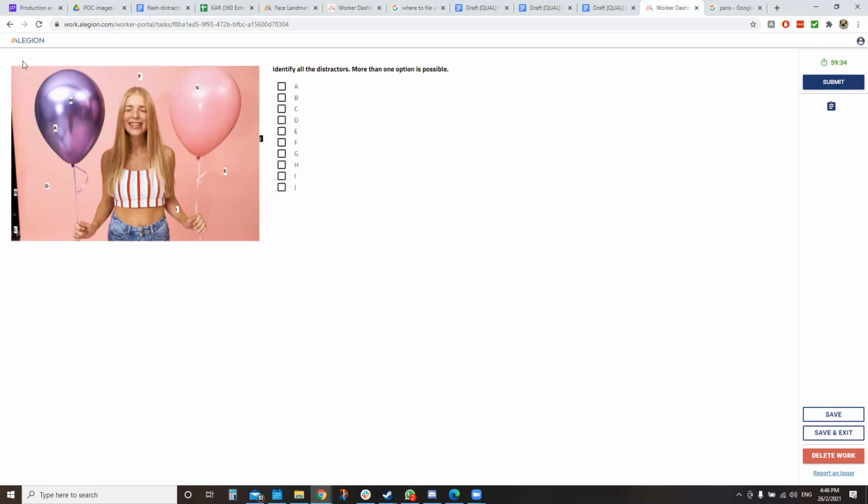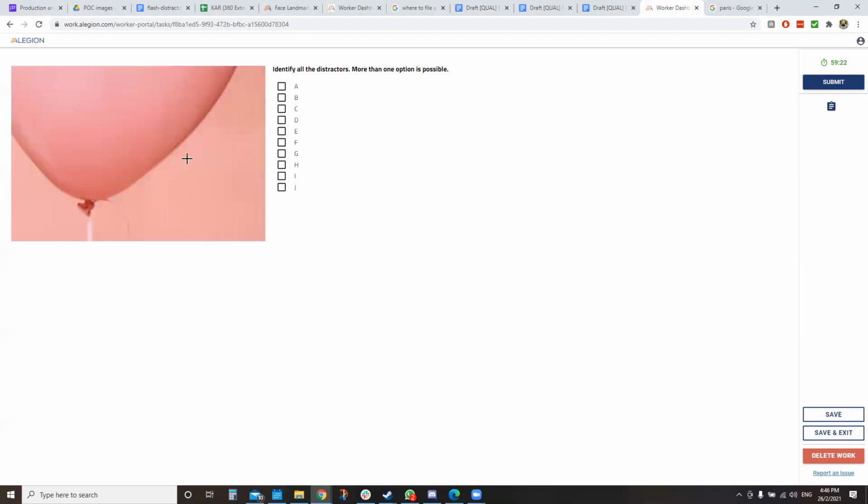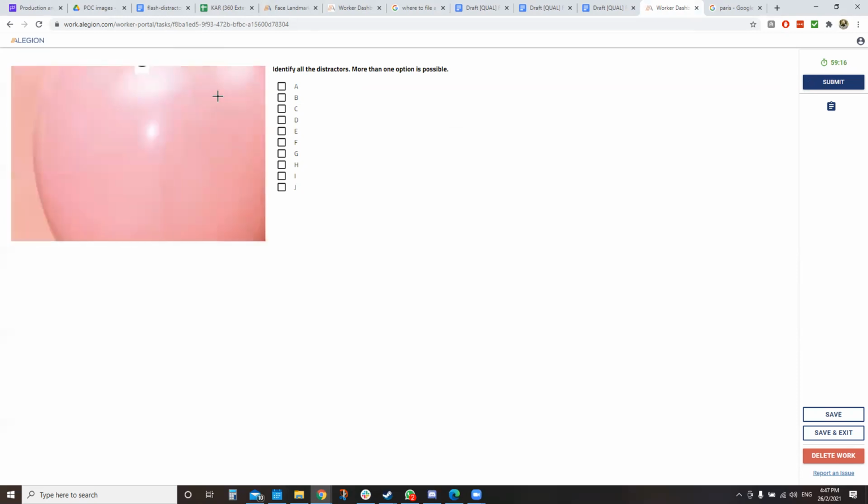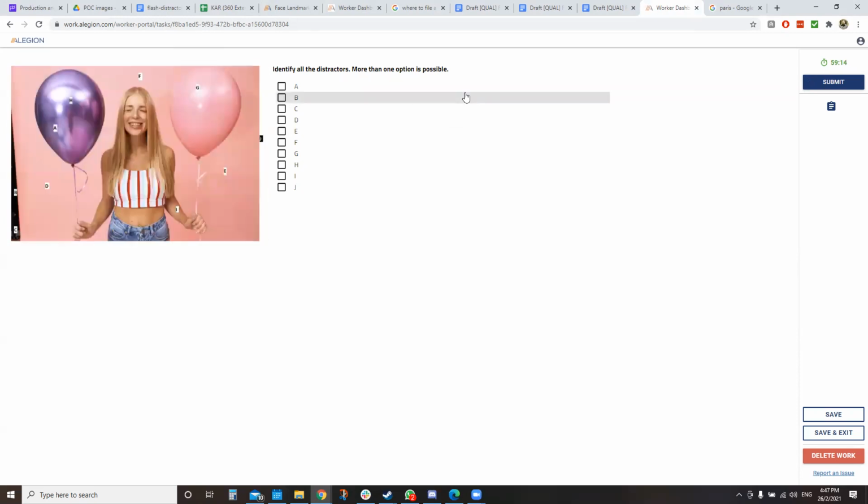Whatever distractions the picture has, you can select the distractors, just so that they know. Again, there might be some distractors that are not labeled, so there won't be an answer for it.